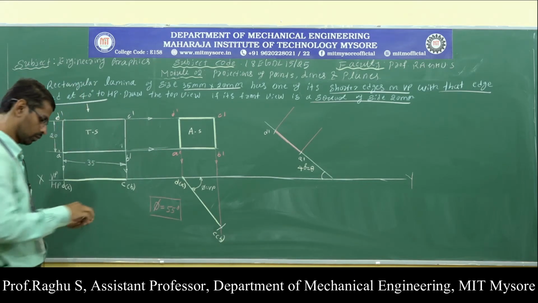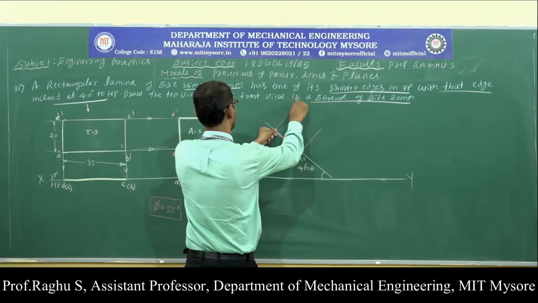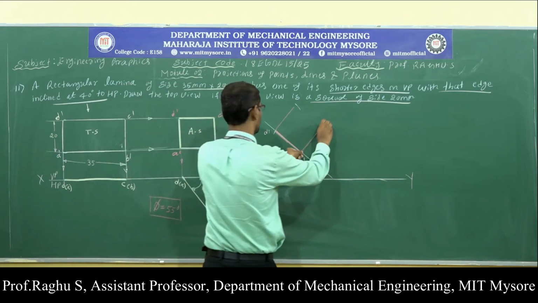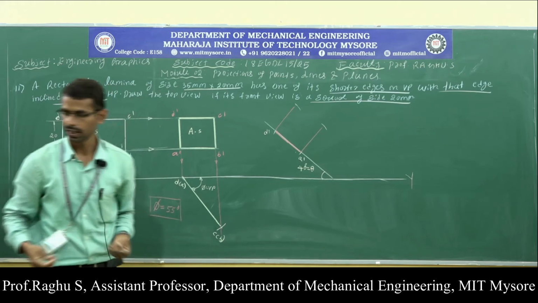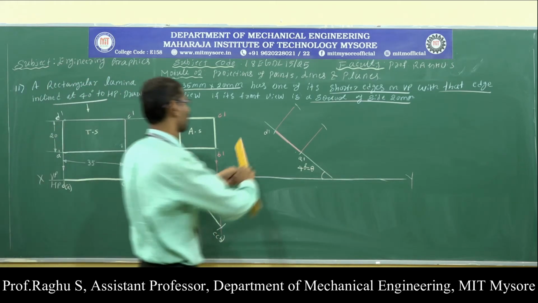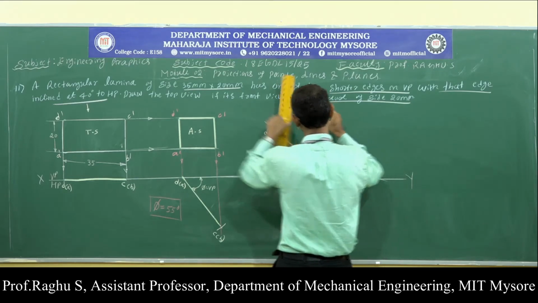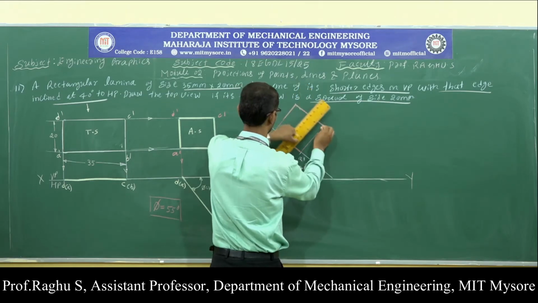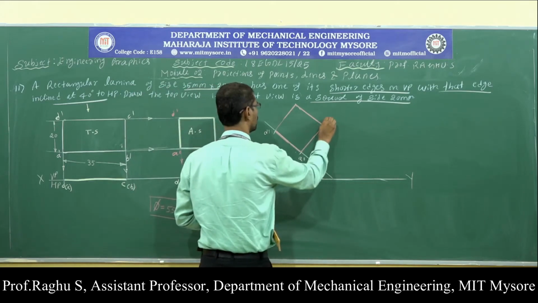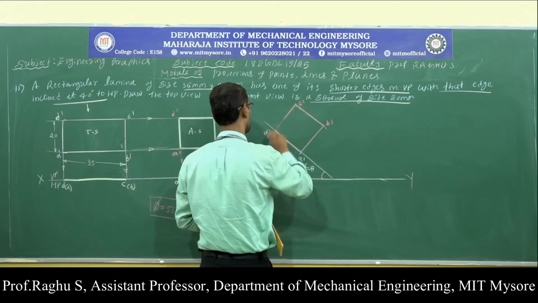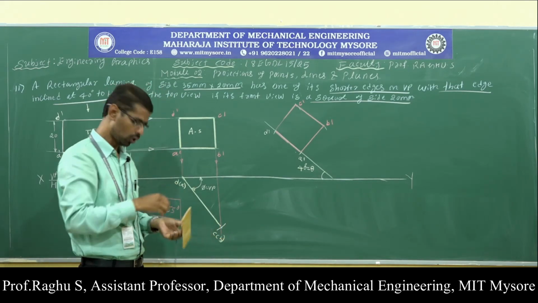Next, measure this distance D to C and cut an arc. Measure this distance A to B and cut an arc. Now connect the arcs using dark lines. Next, do the naming: A dash, this is B dash, this is C dash and D dash. Next, to get the final position, the top view, just draw vertical projections.